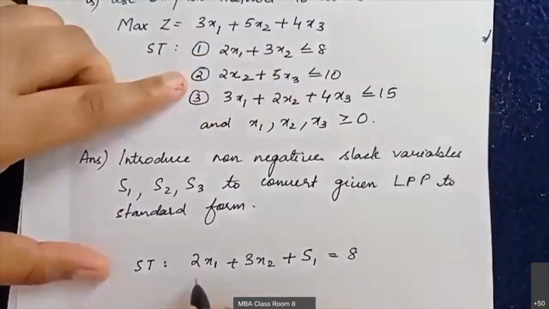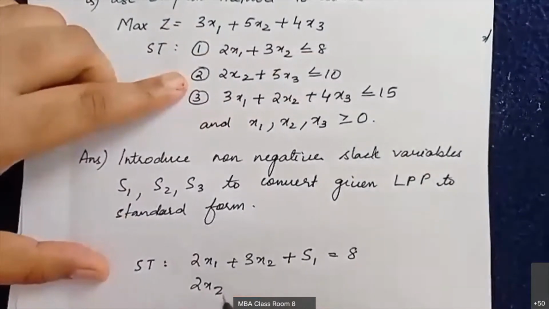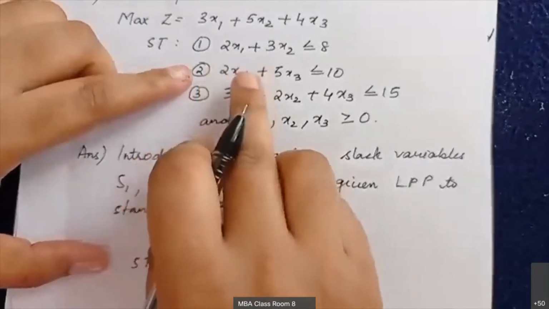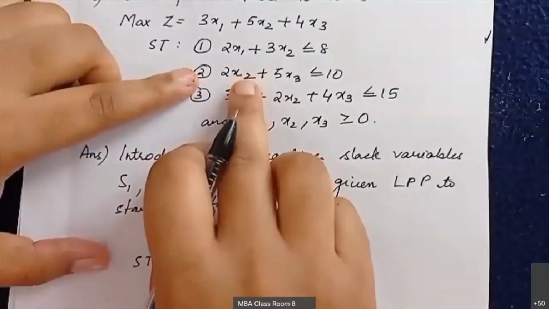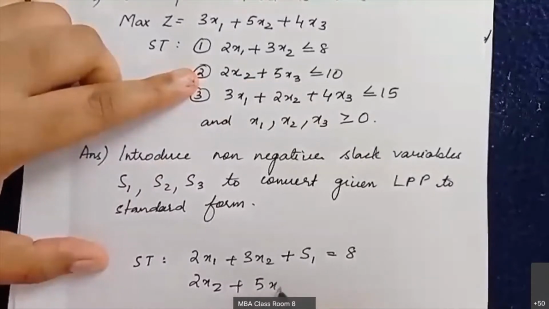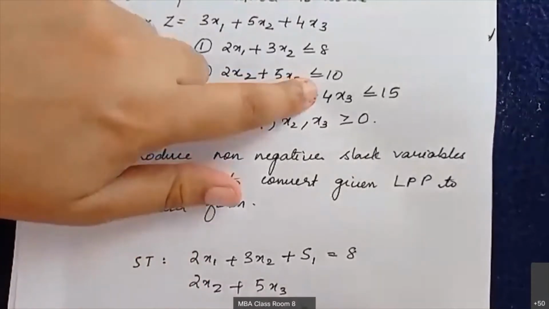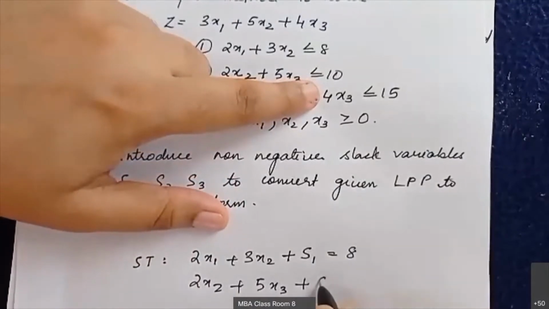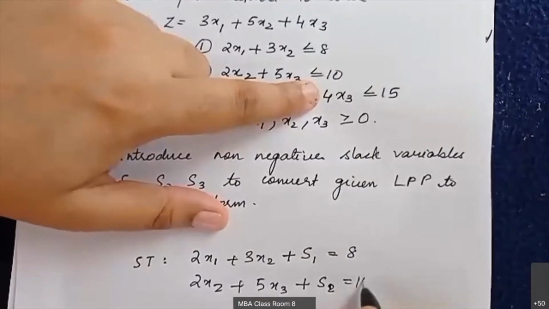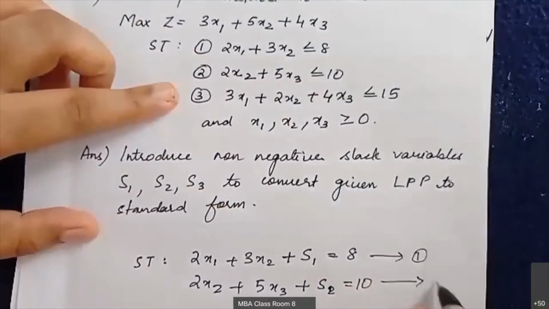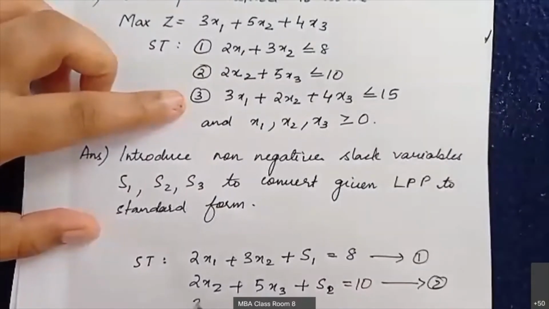Next one, 2x2. See over here it is x2. Be careful, the first variable does not start with x1, it is starting with x2. 2x2 plus 5x3. Again, we have an inequality here, less than or equal to. So I'm adding the slack variable plus S2, is equal to 10. This is the first equation. This is the second equation. And this is the third one.